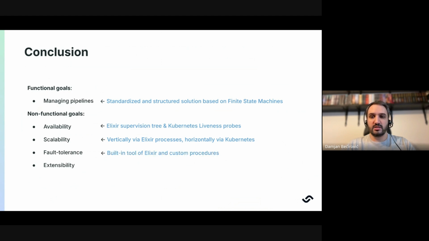For fault tolerance, we rely on built-in Elixir tooling like the supervision tree and custom solutions like our workers that are handling stuck pipelines. And finally, for extensibility, we saw that we can easily extend the functionality by introducing new states into the pipeline finite state machine model.